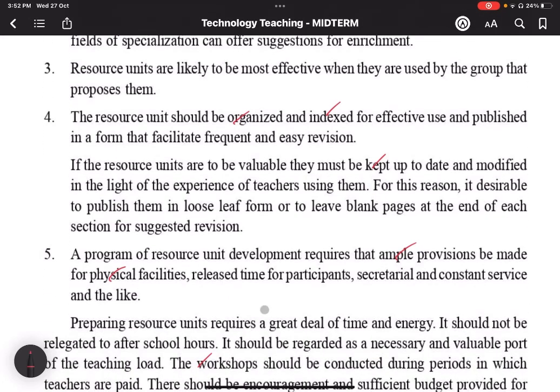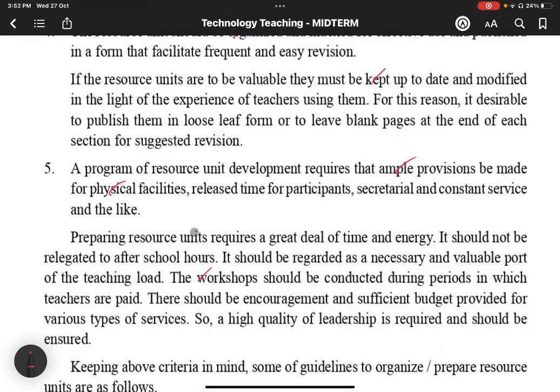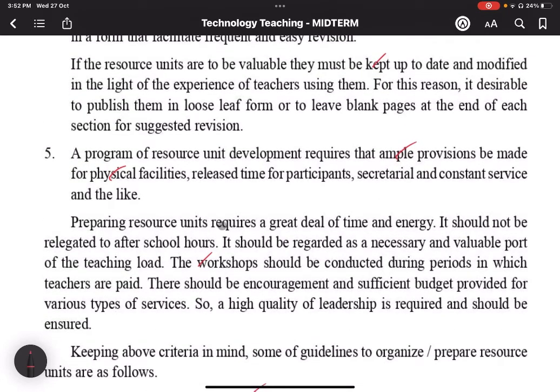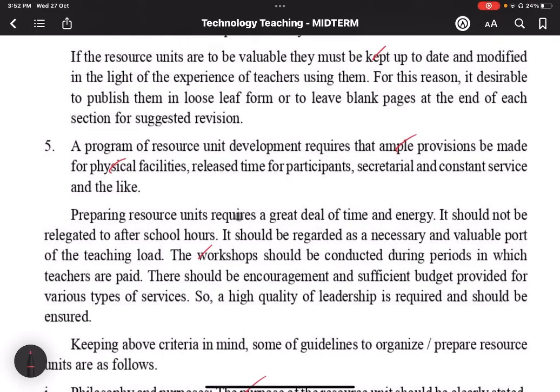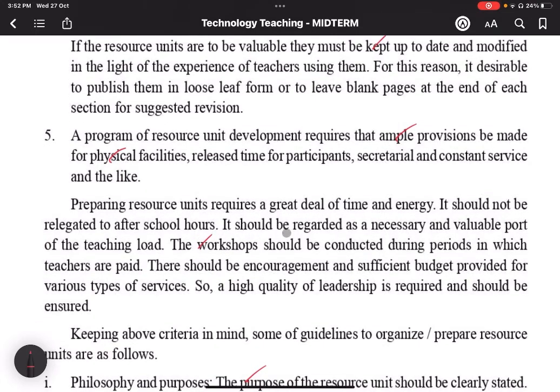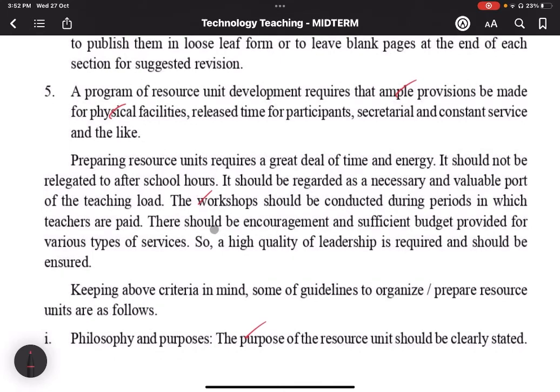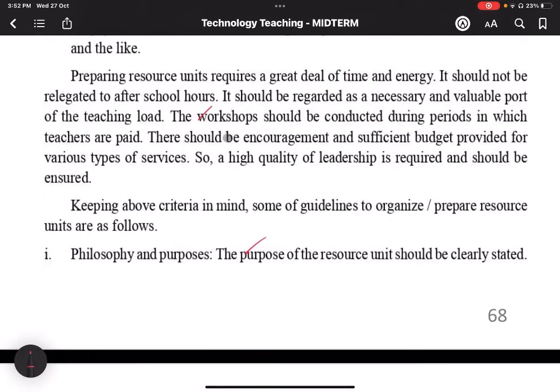A program of resource unit development requires that ample provisions be made for physical facilities. The workshop should be conducted during periods. Ito, sa pagbuo kasi ng resource units, nag-undergo ng discussion. Pinag-uusapan talaga yan, no? Bago nila mabuo yung isang resource unit, yung mga teacher, a-attend pa ng workshop. Parang nagre-research sila, nagte-train, para sa isang resource unit. Kaya nakalagay dyan, the workshop should be conducted during periods in which teachers are paid.